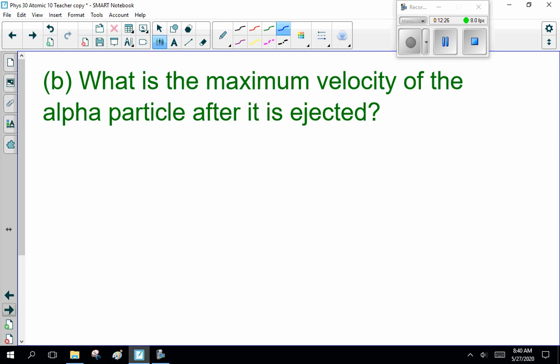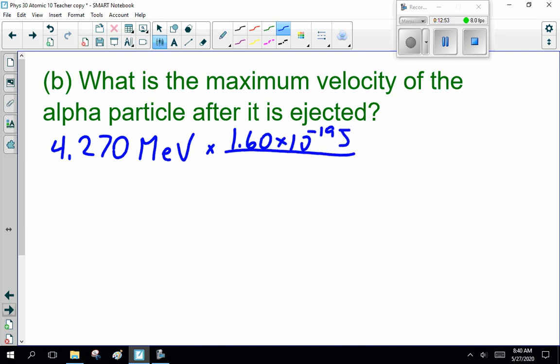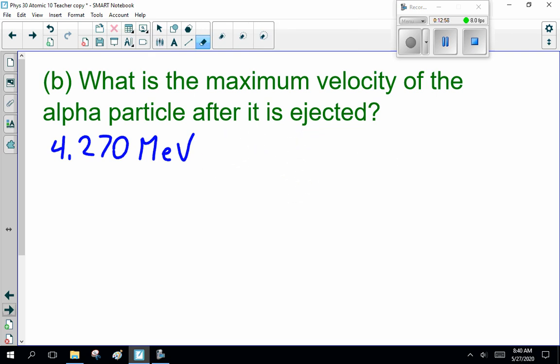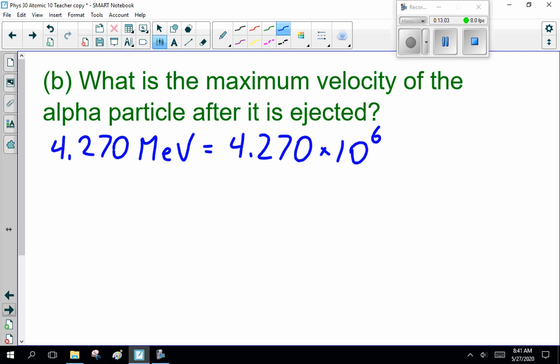And that, of course, leads to the crux of this lesson. What's the maximum velocity of the alpha particle after it's ejected? Well, we have 4.270 mega electron volts. All right. Now, that's what we calculated. Now it is 1.60 times 10 to the minus 19 of a joule per 1. Oh, sorry, that's electron volt. I have to convert this. My apologies. That's 4.270 times 10 to the 6 electron volts.